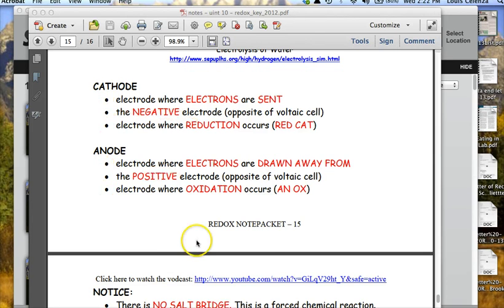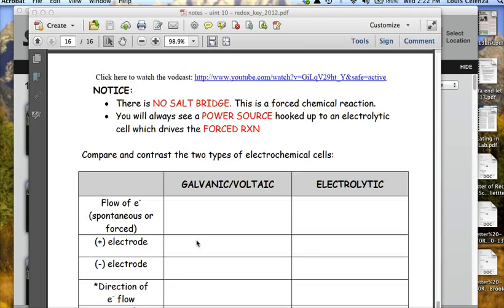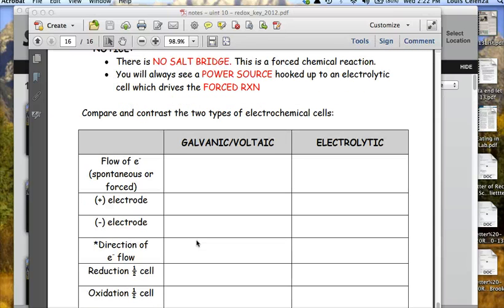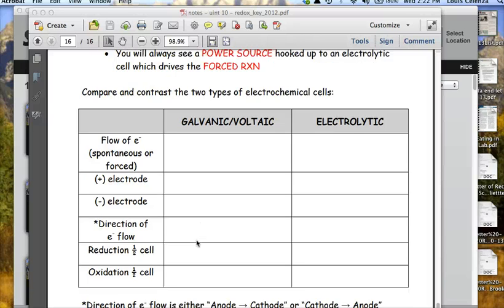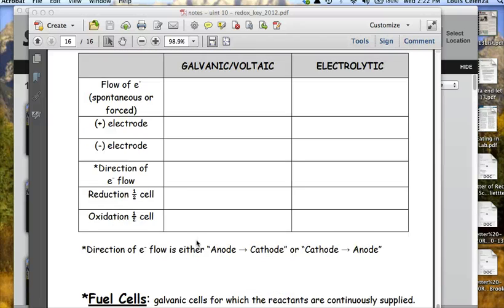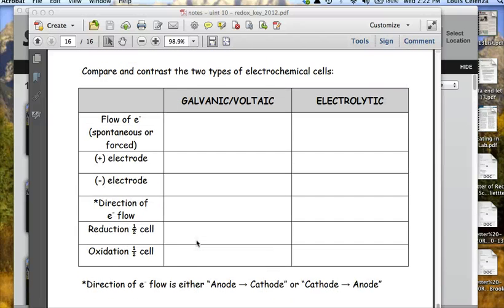Let's go through the bottom. You're going to notice what they're doing is they're just going through and showing you what's the difference between the two types of cells. So you're kind of comparing them. We're not going to worry about that. So let's fill this out quickly.